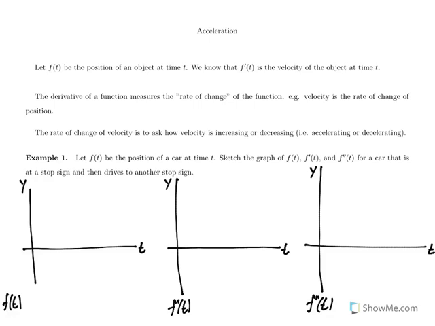So I think this is a good example for you to try on your own. So please pause the video and try to sketch the graph of the position for this car. Think about where it starts, where it stops, and how it gets there. Once you have that, then try to sketch what's happening with the velocity and the acceleration, as that's what we're doing here. The first one is going to be the position. We might think about that as distance from the first stop sign.